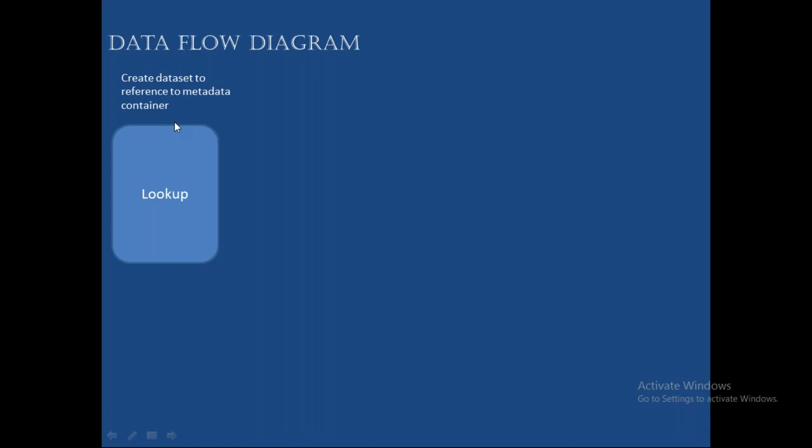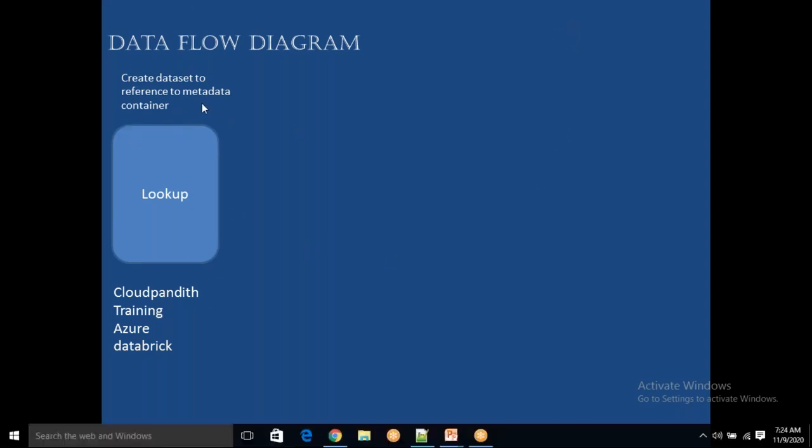Once I read that particular file, it will return these things: Cloud Pandit, training, Azure, Databricks. So these are the 4 container names. These are not some random words. These are the 4 containers I'm going to create. One container name is Cloud Pandit, another is training, another is Azure, another is Databricks. So likewise I will create 4 containers. Clear, friends? Can anybody tell me how many containers I will have in my storage in total? 1 is metadata, 4 are these. In total I will have 5 containers in my storage.